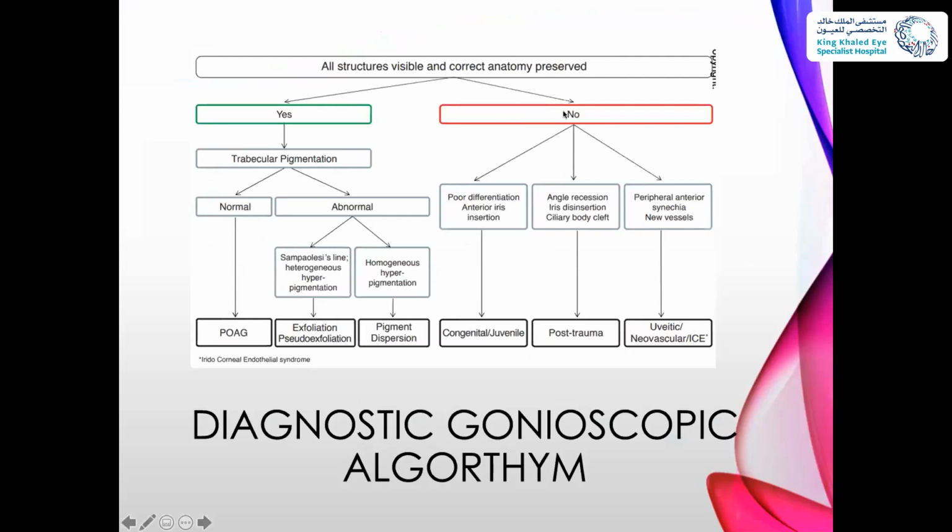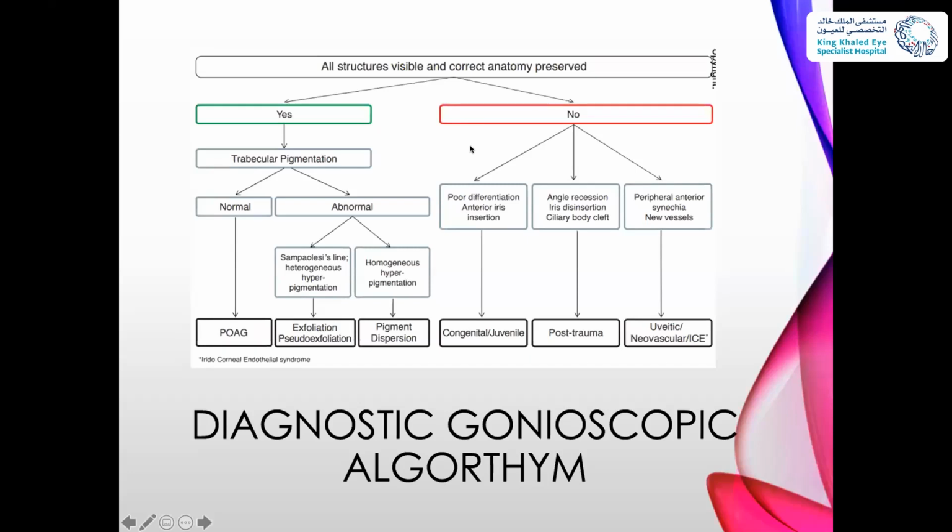This algorithm, I find it very interesting, and it actually simplifies the evaluation. So if all structures are seen and their anatomy is preserved, then look at the trabecular meshwork pigmentation level. If it's normal, then this could be a primary open angle. If it's abnormal, then look at the heterogeneity of the pigmentation. If it's heterogeneous, then it's most likely exfoliation syndrome. If it's more homogeneous, or pigmented all over the angle, this most likely could be pigment dispersion. These are not exclusive, but they help you to evaluate the angle better.